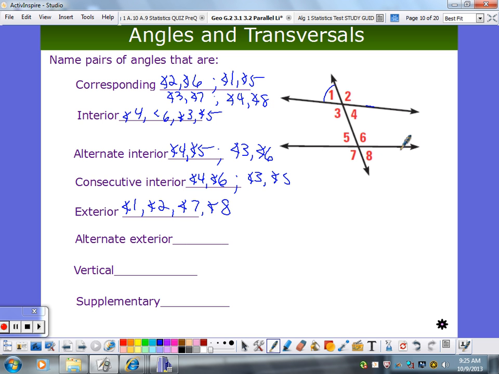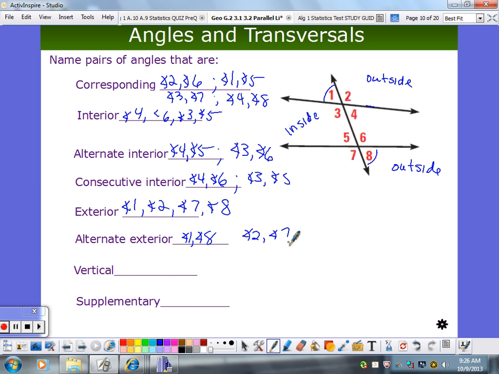See these guys here? This is inside. Everything inside here. This is outside. So when I'm talking about exterior angles, I only want outside angles that alternate around the transversal. So if we're starting with 1, what's its alternate exterior angle? 8, exactly. Alternate exterior. How about another set? There is another set. Yep. 2 and 7, this one and this one. They're on the outside, and they're alternating around the transversal.